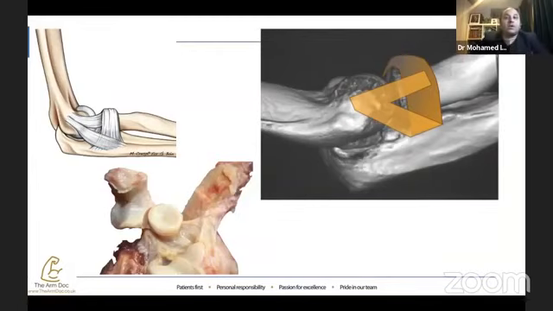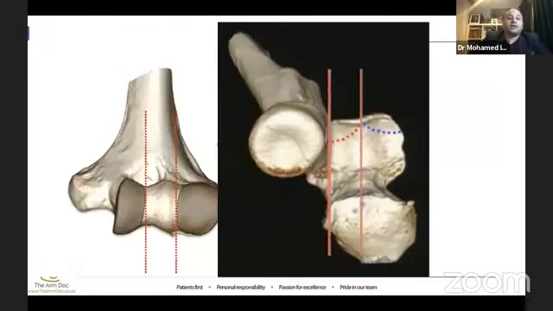The lateral collateral complex is a condensation of the lateral capsule, the most important of which is the lateral ulnar collateral ligament. There are other important ligaments there, including the annular ligament, the radial collateral ligament, the accessory lateral ulnar collateral ligament, and recently we know that there is the posterolateral ligament, which is of significant importance to posterior stability of the radial head. So how do we look at instability now?